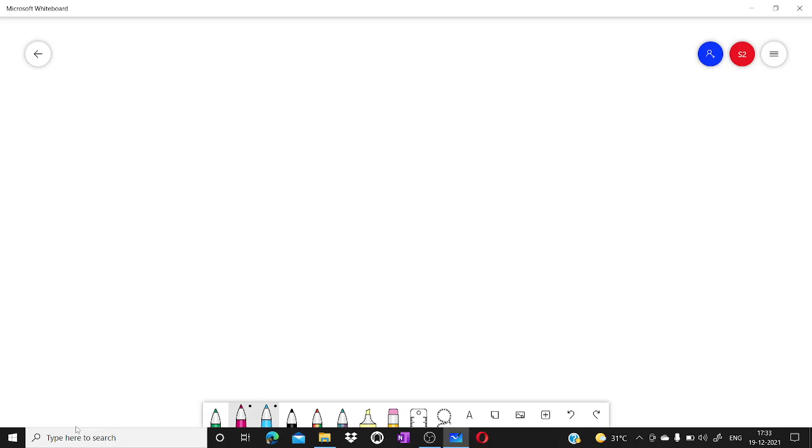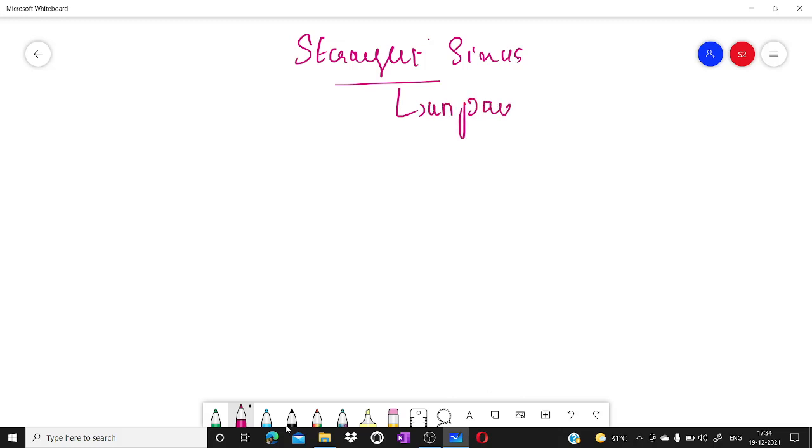The next sinus is the straight sinus. Is it paired or unpaired? It is, of course, an unpaired venous sinus. So what is the location? For that, I am drawing the tentorium cerebelli. This is the free margin of the tentorium cerebelli, and this is the attached margin.